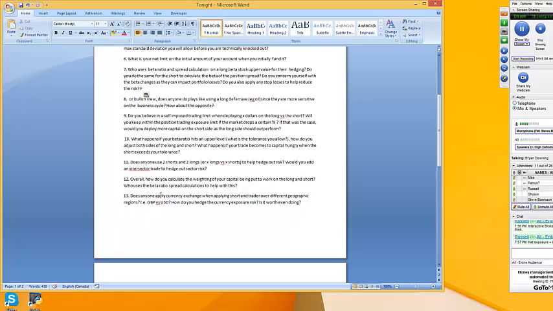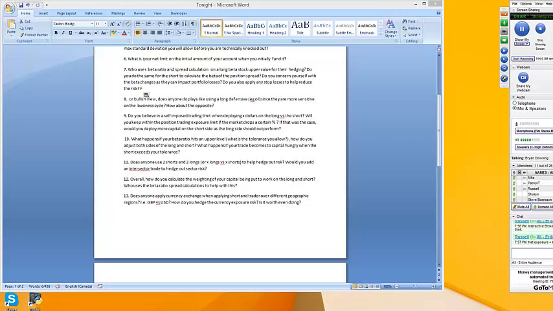We've already talked about this a little bit. Does anyone apply currency exchange when applying a short and a long trade over different geographic regions? So I'm talking about, let's say, a euro with a US dollar, and how do you hedge out the currency exposure risk, and is it even worth doing? That's the key for me. Has anybody done that in the past? Go ahead, Jeff.